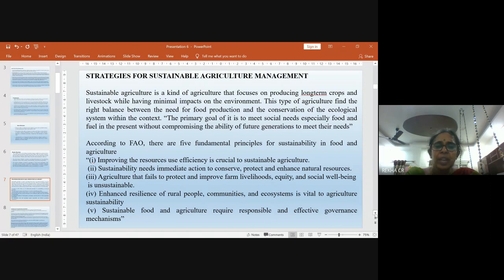So according to FAO, there are five fundamental principles of sustainability in food and agriculture. Firstly, improving resource use efficiency is very crucial to attain sustainable agriculture. So it requires immediate action to conserve, protect, and enhance natural resources. Agriculture that fails to protect and improve farm livelihoods, equity, and social well-being is unsustainable. Enhanced resilience of rural people, communities, and ecosystems is vital to agricultural sustainability. And sustainable food and agriculture require responsible and effective governance mechanisms. So these are the five fundamental principles for sustainability in food and agriculture.